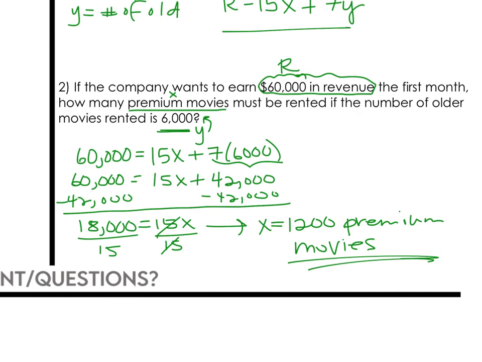Let's see how you did. By plugging in 6,000 for Y, I ended up getting 18,000 equals 15 times X, and when I divided out that 15, I got 1,200. What this means for our problem is that we'd have to sell 1,200 premium rentals to earn the revenue of $60,000.